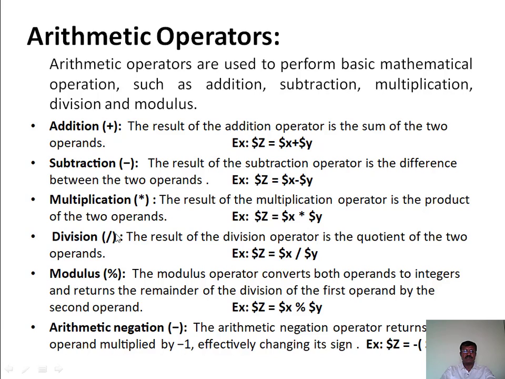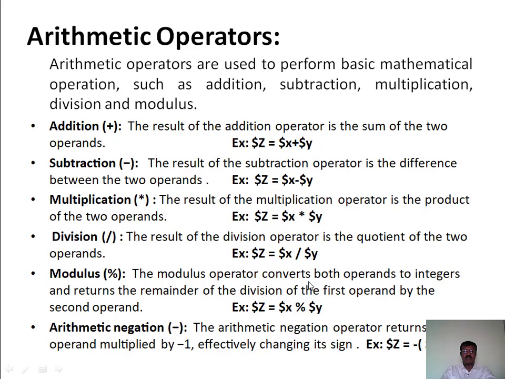Division operator. So forward slash is used as a division operator in PHP. The result of a division operator is the quotient of the two operands. So here is an example. Here I am dividing variable x with variable y. The quotient of these two will be obtained as a result of this division operator that will be stored in variable z. Next is modulus operator.